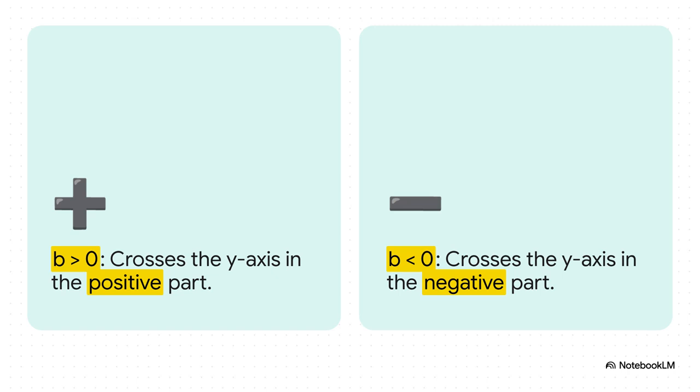A +1 in the equation means the line crosses the vertical axis up at +1. A -1 means it crosses down at -1. The steepness, our slope, doesn't change one bit. We're just moving the whole line up or down.